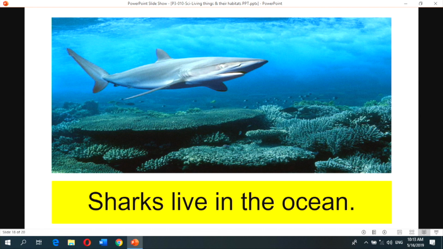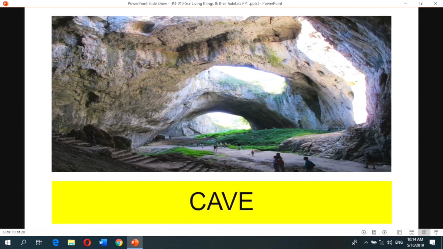Yes. Sharks live in the ocean. You can see here the shark. Can the shark live on land? No. The shark has to be in the ocean. And final habitat. Cave. Yes. Cave or caves.